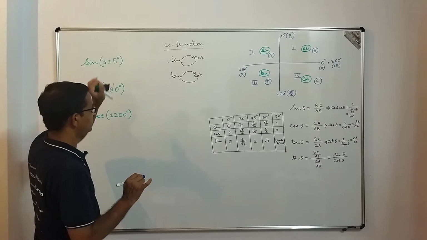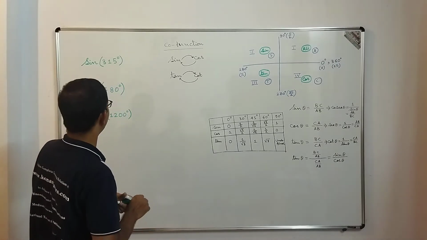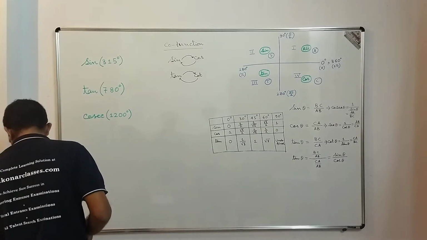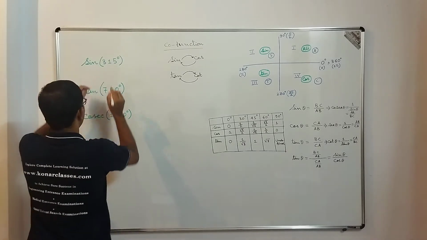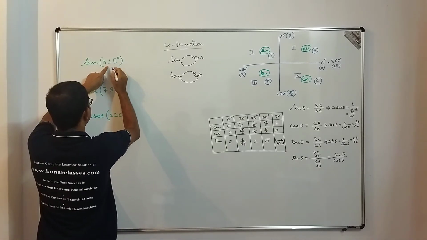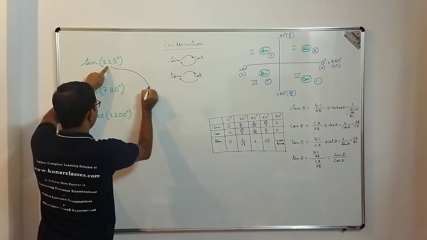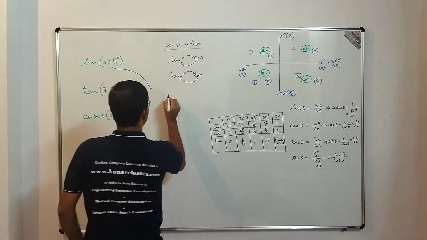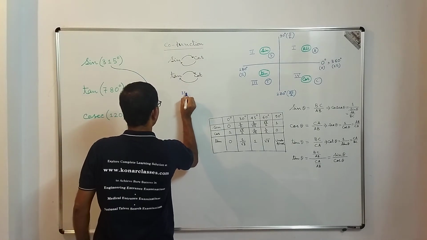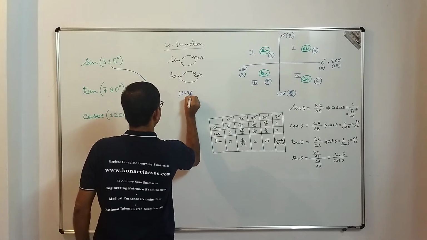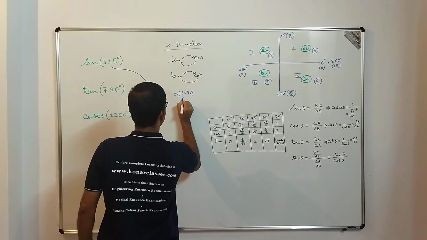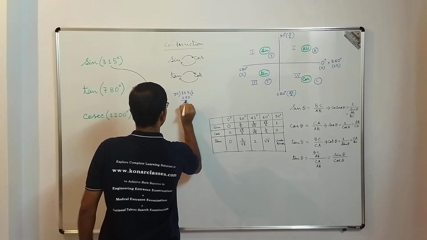Let's look into sine 315 degree. How are we going to find the value of sine 315 degree? What is the first step? The first step is that this 315 degree, we should divide it by 90. So let's divide 315 degree by 90. What are we going to get? Here it will be 3, 270, remainder will be 45.